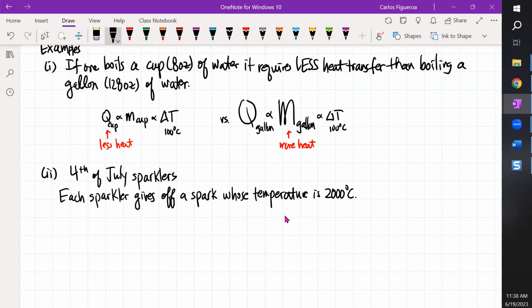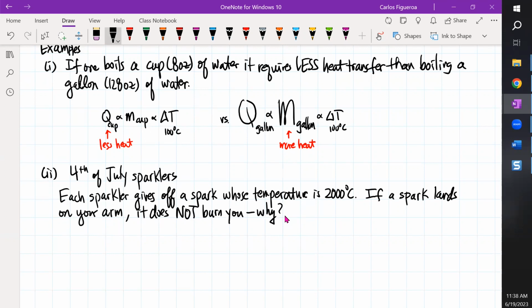Now, if you've used a sparkler, you know that some of these land on your arm. So if a spark lands on your arm, it does not burn. It does not burn you, even though the temperature is 2000 degrees centigrade. And the question is why?